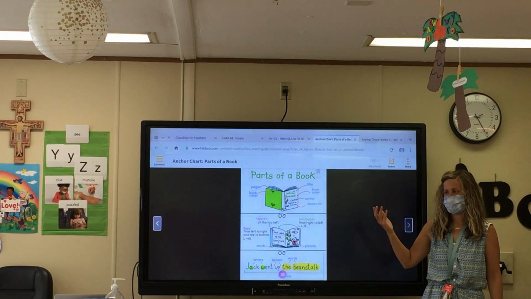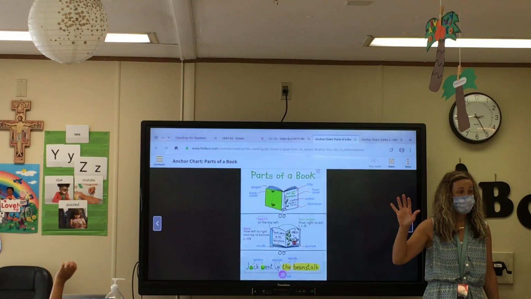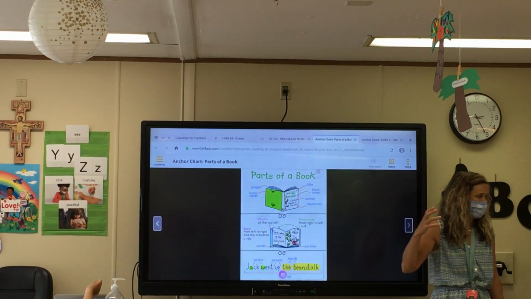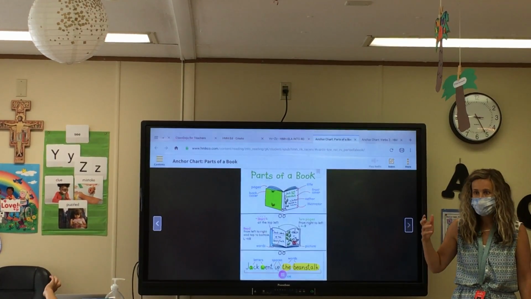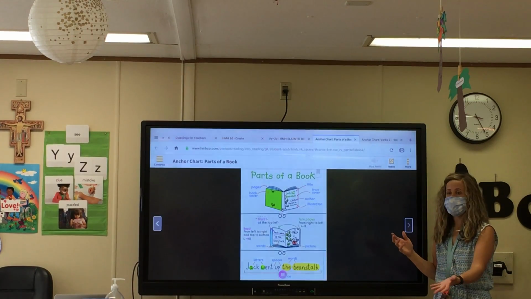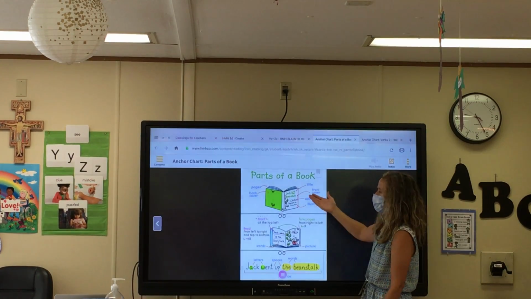So, parts of a book, okay? Who here reads books? You guys all read books, right? Remember, for homework every night, you're supposed to be reading a book every night before you go to bed. You guys read books every night? Yeah. You guys even read books here in class. So here are the parts of a book.